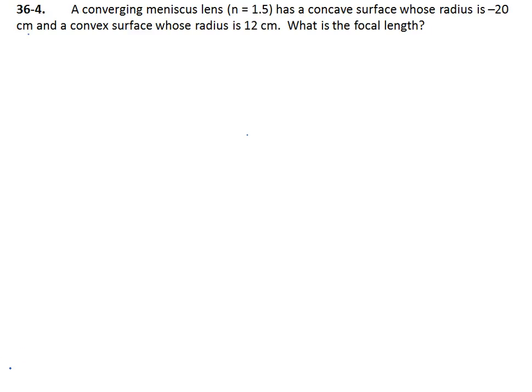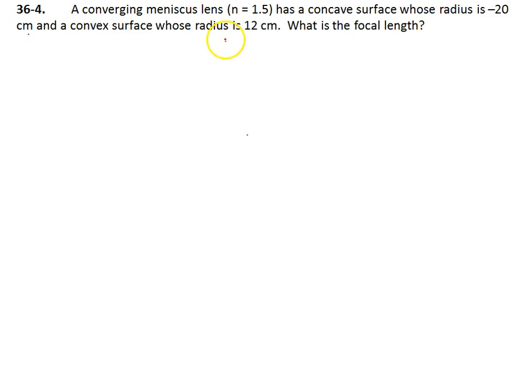Okay, so we're given a converging meniscus lens with a refractive index of 1.5. It has a concave surface with radius minus 20 centimeters and a convex surface radius of 12 centimeters, and we're asked for the focal length. So just to be clear what we're talking about, let's draw a cartoon of the lens.